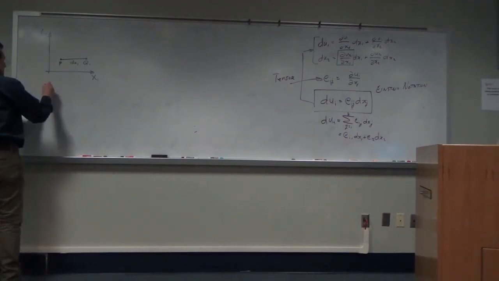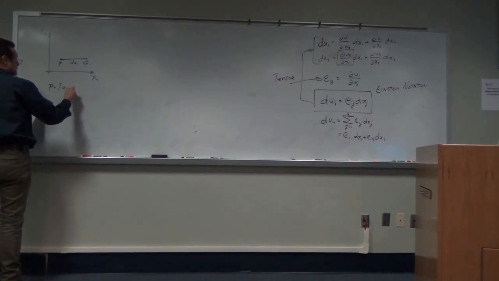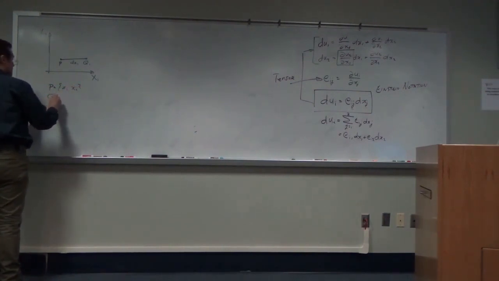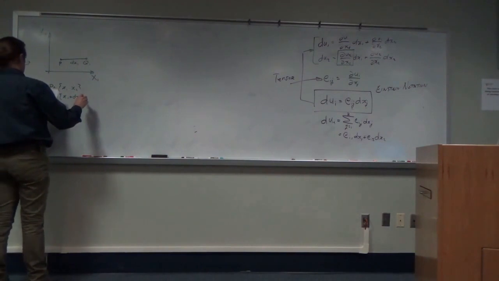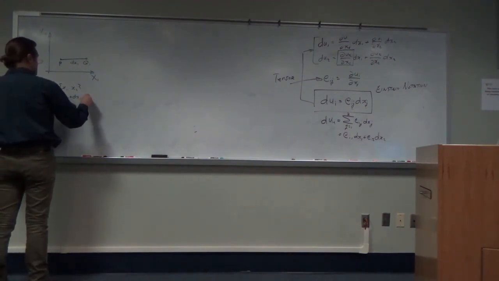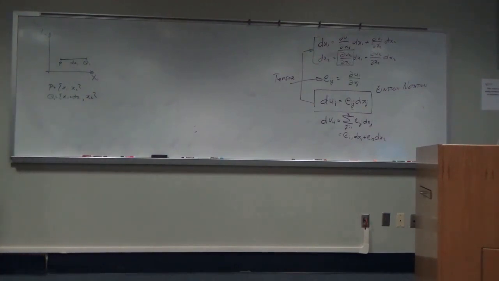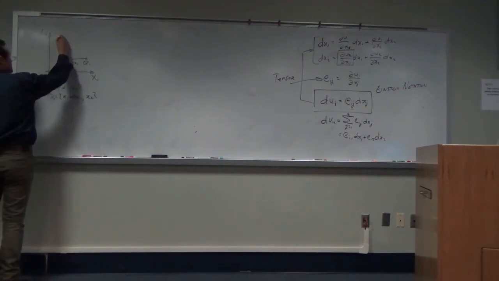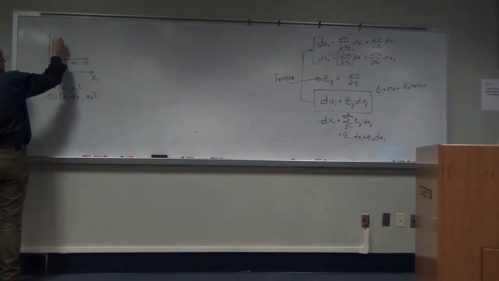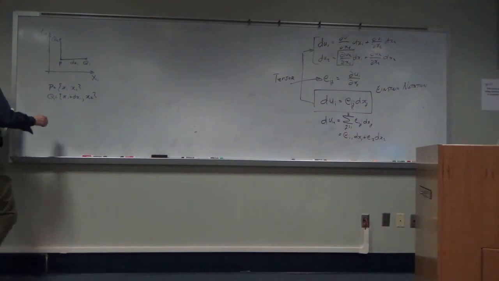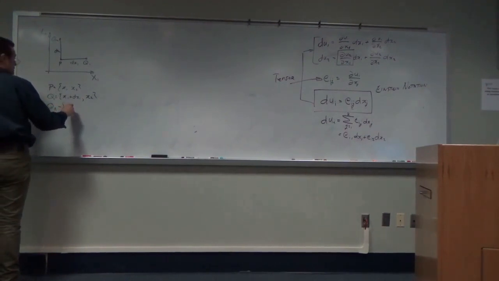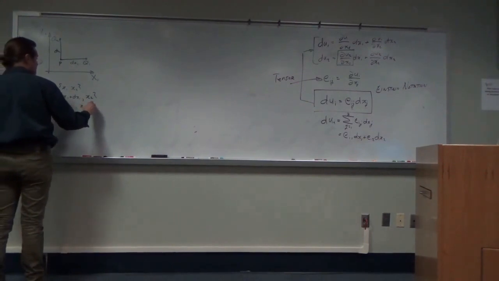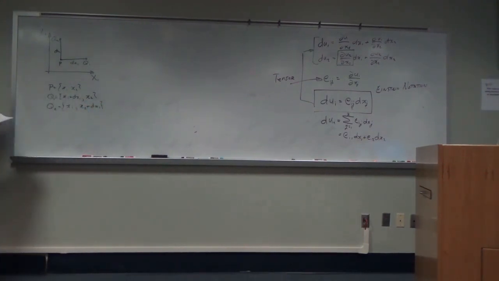So P is equal to (x1, x2). Q1 is equal to (x1 plus dx1, x2). And we'll pick a second point purely in the x2 direction. Call that Q2, which makes the displacement dx2. So we have Q2 is equal to (x1, x2 plus dx2).